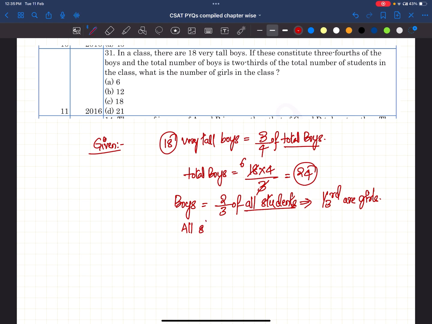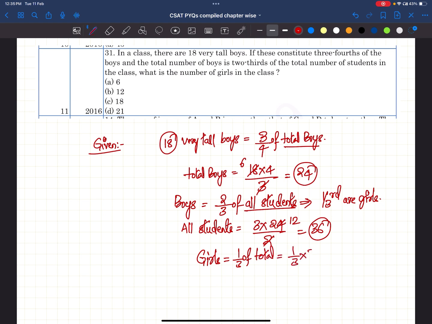Now from here, we'll get the total student value. All students is equal to, cross multiplying 3 to the number of boys. What is the number of boys value? 24 by 2, right? This becomes 36. What is the number of girls? Girls is equal to 1/3 of total, right? 1 by 3 into 36. It becomes 12. Option B.